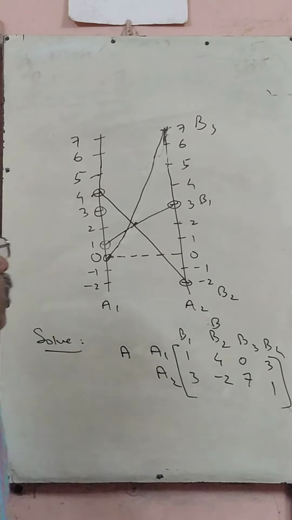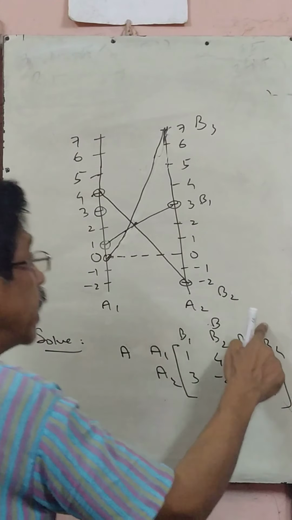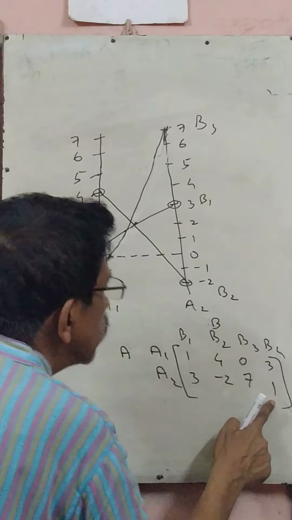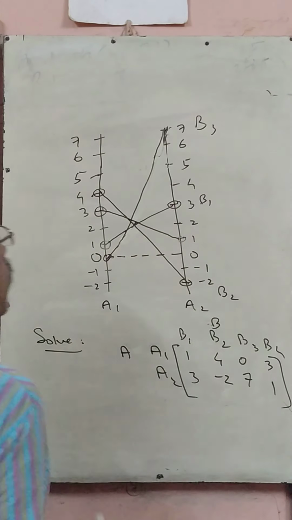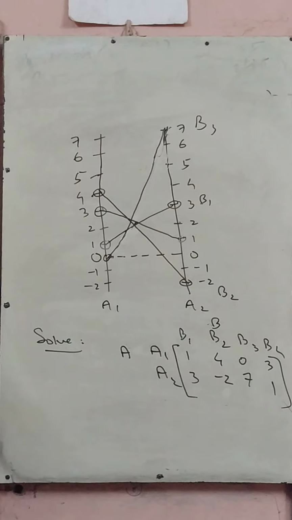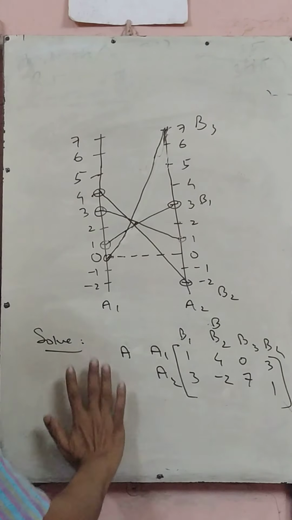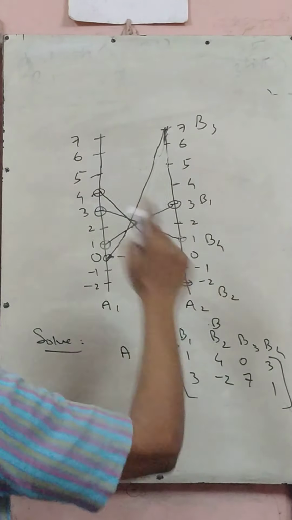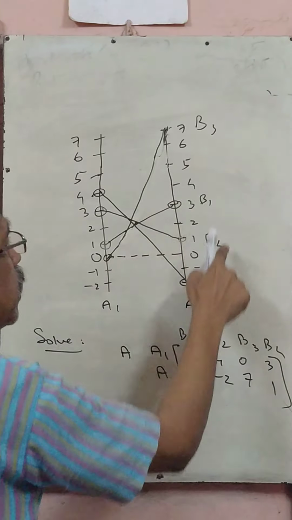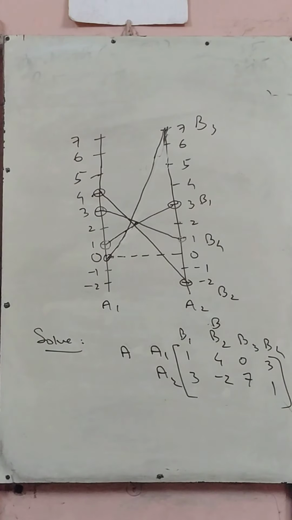Let us draw the lines of the strategies. For the fourth strategy of B, which is 3 and 1, now you join 3, 1, something like this. So this diagram is actually showing A1, A2 correspondingly. This is B1, B2, B3, B4. These 4 lines are all B's strategy lines.